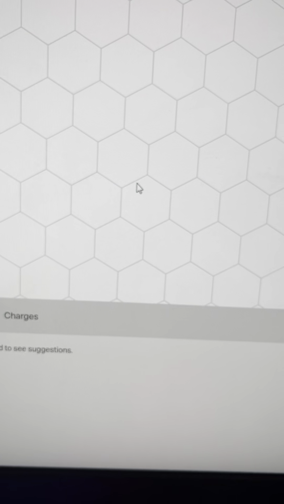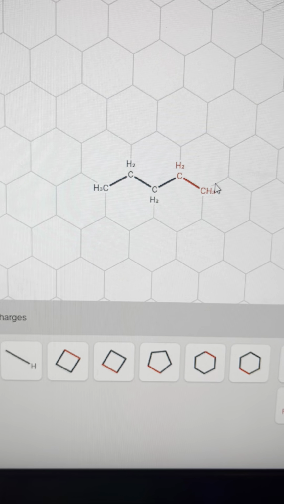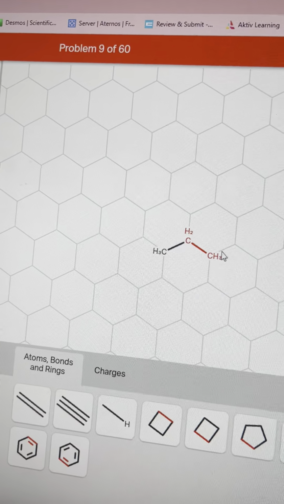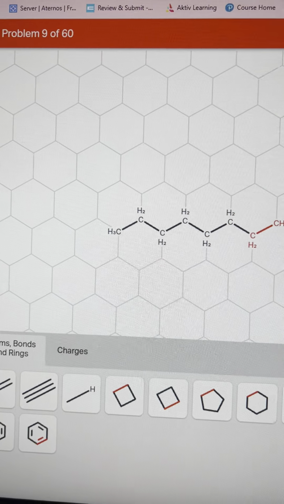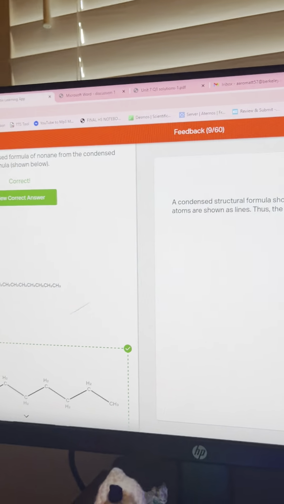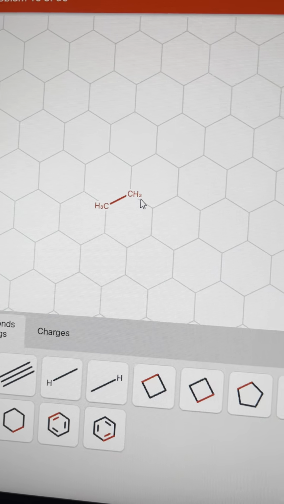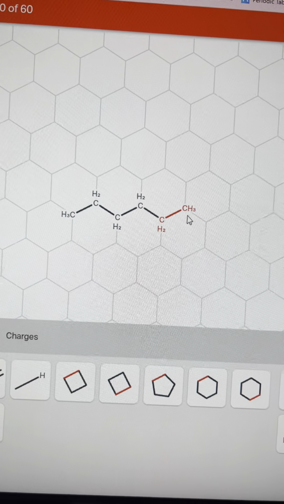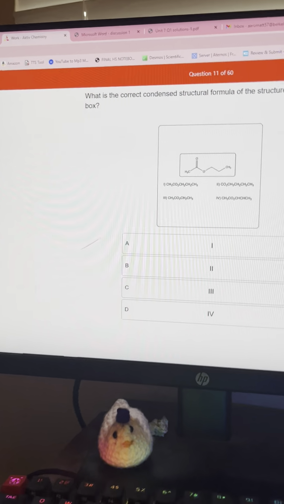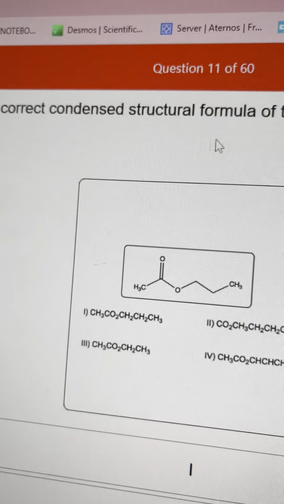Hexane means 6. So 1, 2, 3, 4, 5, 6. Nonane means there's 9: 1, 2, 3, 4, 5, 6, 7, 8, 9. Octane means there's 8: 1, 2, 3, 4, 5, 6, 7, 8. Okay, and then now we have this condensed structure.